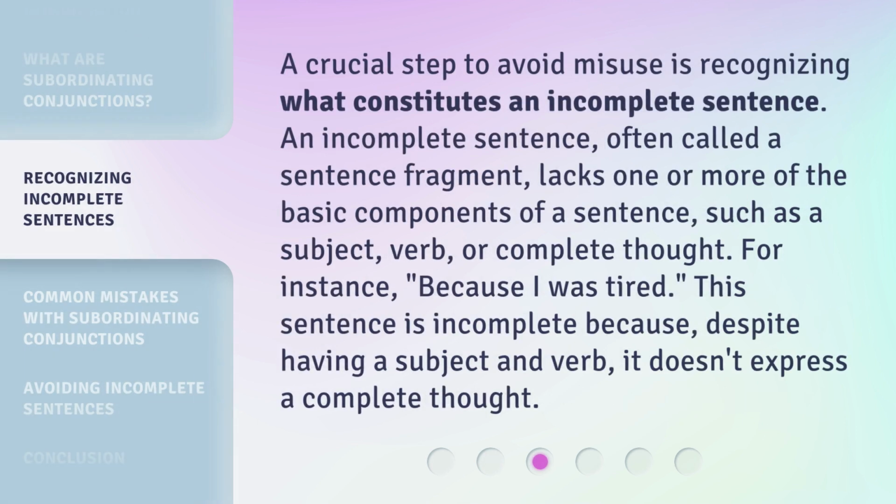A crucial step to avoid misuse is recognizing what constitutes an incomplete sentence. An incomplete sentence, often called a sentence fragment, lacks one or more of the basic components of a sentence, such as a subject, verb, or complete thought. For instance, because I was tired. This sentence is incomplete because, despite having a subject and verb, it doesn't express a complete thought.